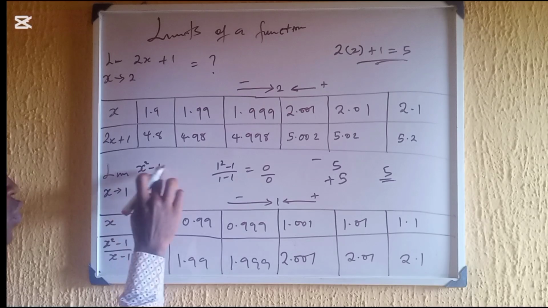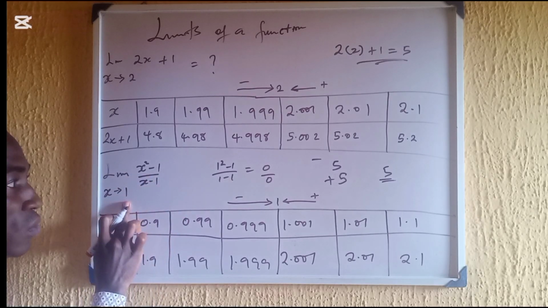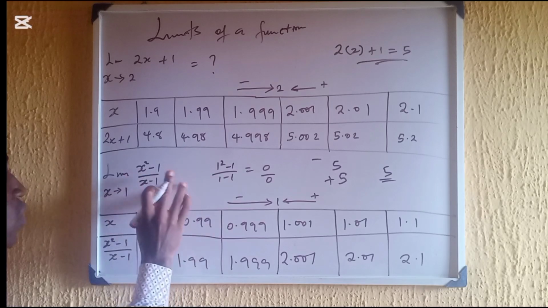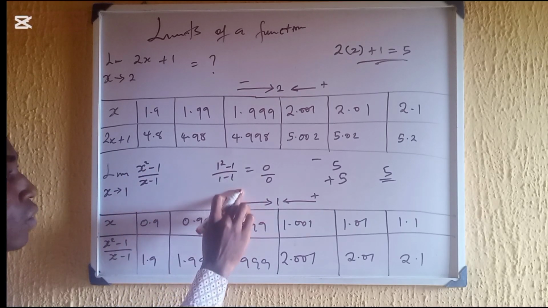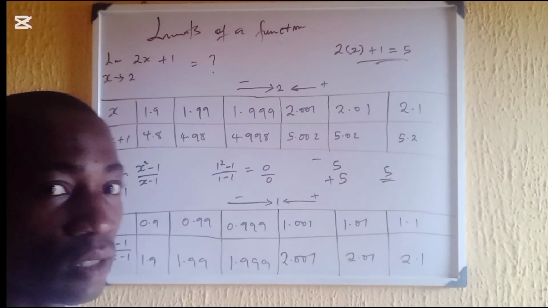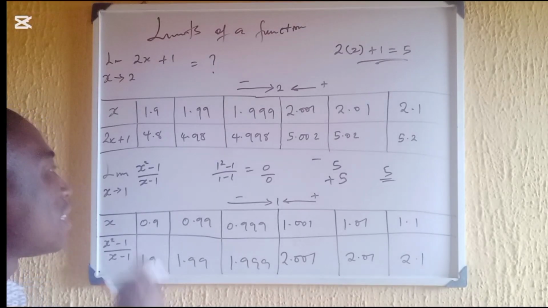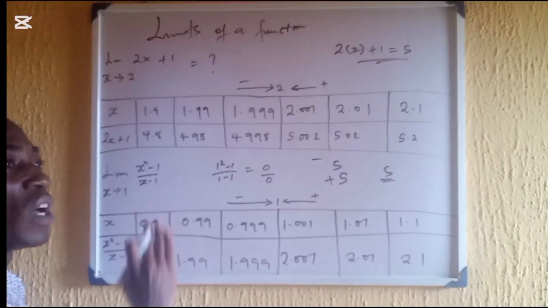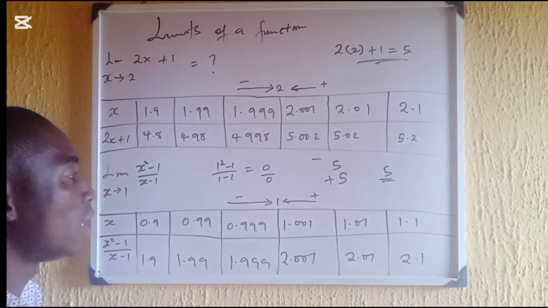Let's look at the next example. Find the limit of x squared minus 1 over x minus 1 as x tends to 1. Now when we substitute for x, we'll be having 1 squared minus 1 over 1 minus 1. That will be giving us 0 over 0. This is indeterminate. This is not a number. So we need to know what is the limit as x tends to 1.